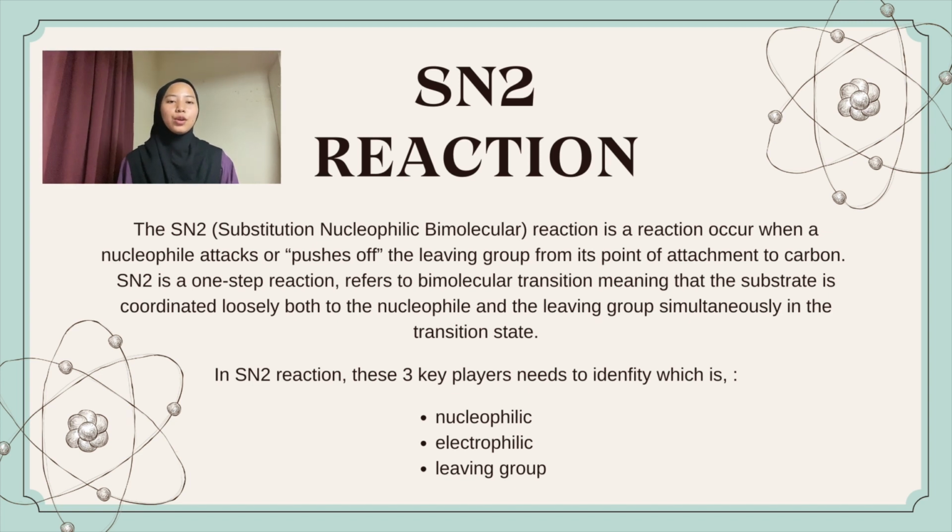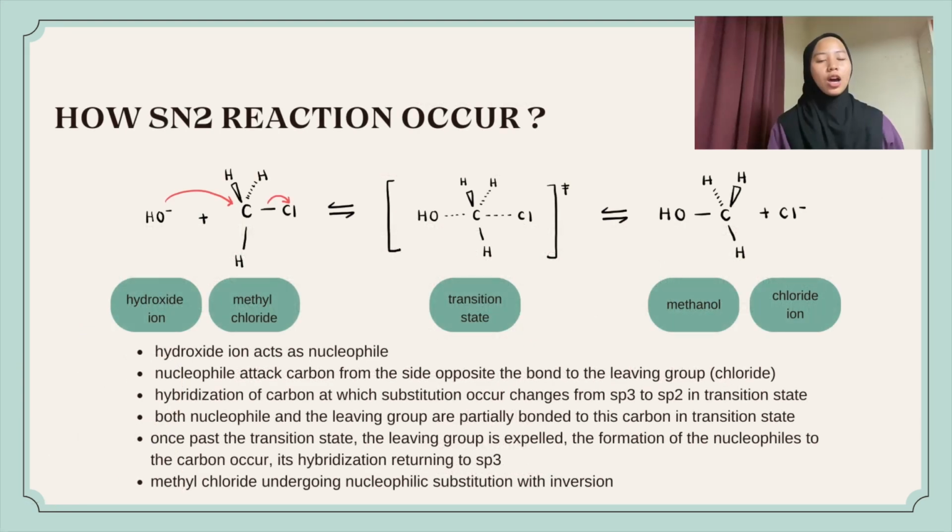In this reaction, we want to identify these three key players, which are the nucleophile, the electrophile, and the leaving group. So how does the SN2 reaction occur? Here's one example, the reaction between methyl chloride and hydroxide ion. Before we go any further, let me remind you that this reaction always goes from electron rich to electron poor. Here, the hydroxide ion acts as a nucleophile, so it is electron rich.